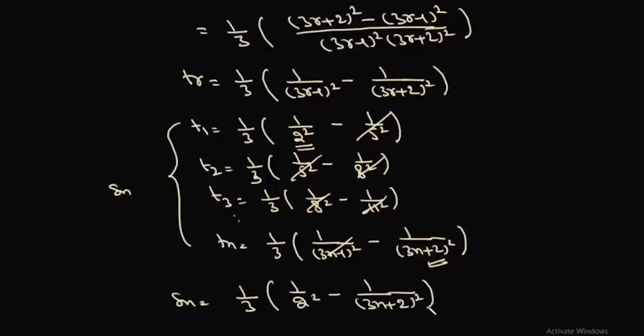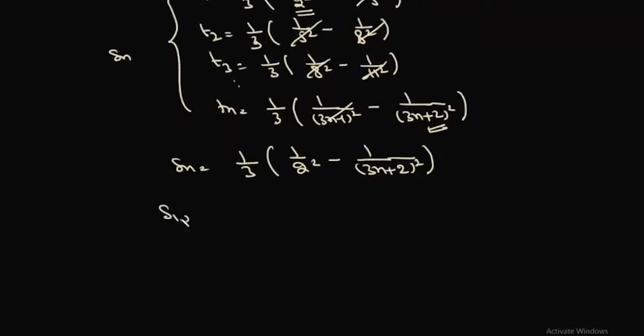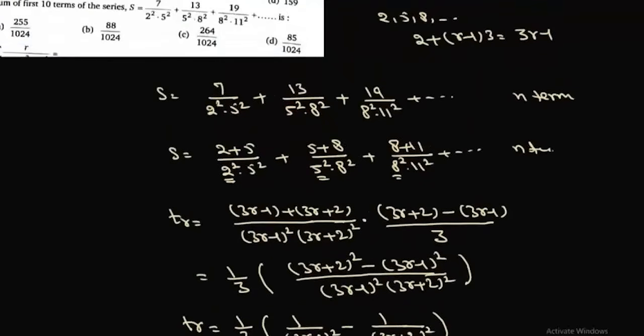Now in this question, what they have asked for is the sum of 10 terms, so we'll put n as 10. So it will be 1 by 3, and this is 1 by 4 minus 1 by (30+2)², 32², which is 1024. Now this is 1 by 3, and the denominator will be 1024, and here 256 minus 1, 255. If we divide it by 3, there will be 85 upon 1024. So the answer to this question is 85 upon 1024, which is your option B.